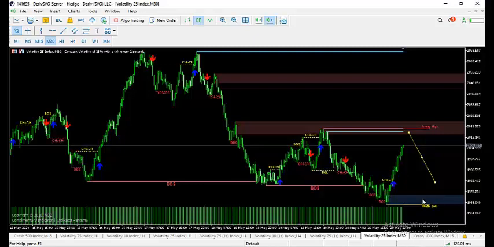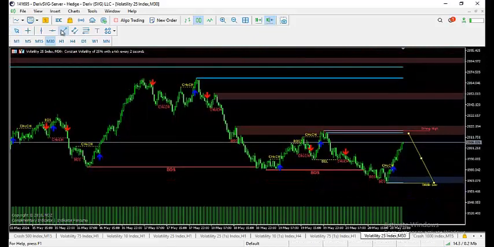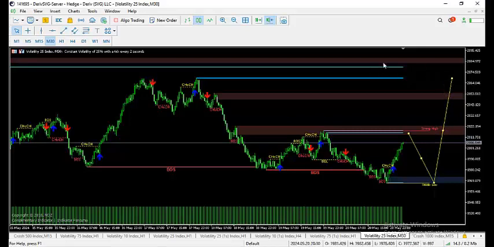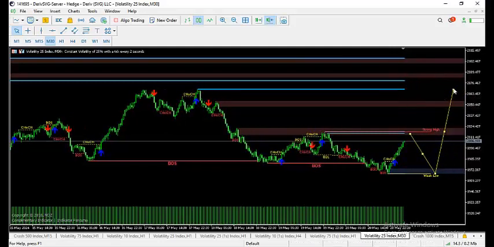Let's put it over here too. You can see that is also an internal order block. So we expect price to drop down here. After dropping down, based on the analysis, this should go up to this very next order block. As a matter of fact, we are expecting price to go as far as this point.